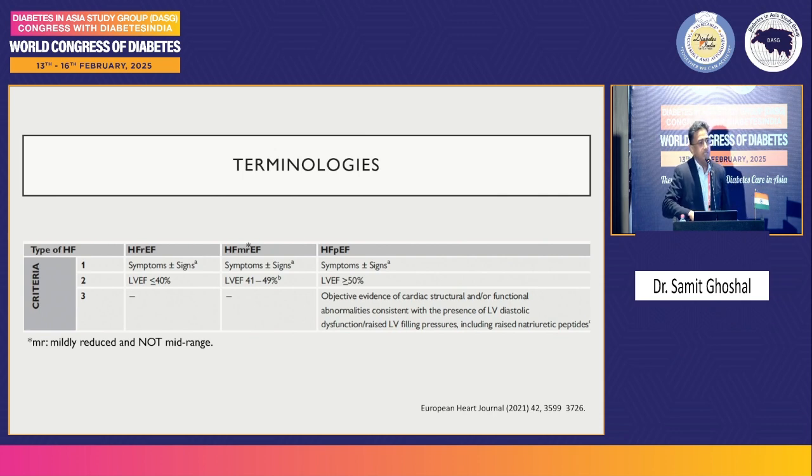Now, one small change in terminology has happened. We have the reduced ejection fraction heart failure, which is very simple, less than 40. So you know what to do, quadruple therapy. If I'm afraid, I can send this patient to a cardiologist. This is a clean and clear-cut case.